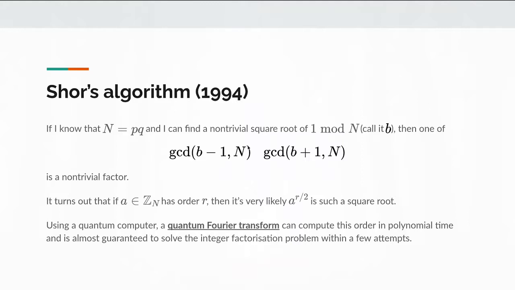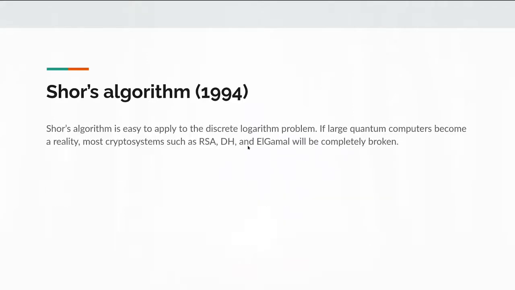So using a quantum computer, we can do what's called a Fourier transform, and that gives us the order in polynomial time, and it has a very, very good chance of solving the factorization problem. If it fails, just run it again. It's an efficient algorithm, not a big deal. This is also really easy to apply to the discrete logarithm problem, because that's closely related to the order of elements in groups.